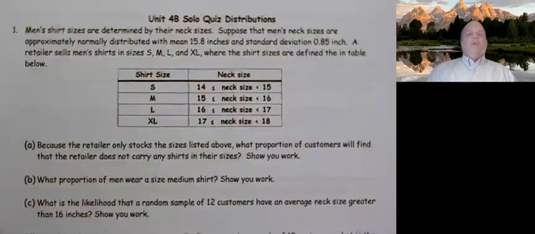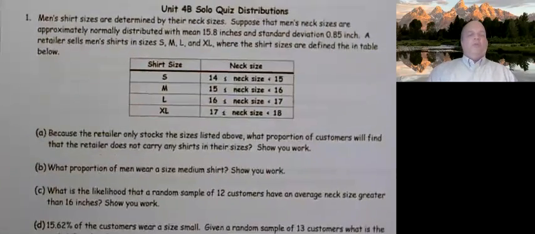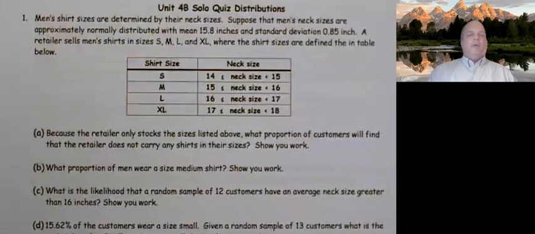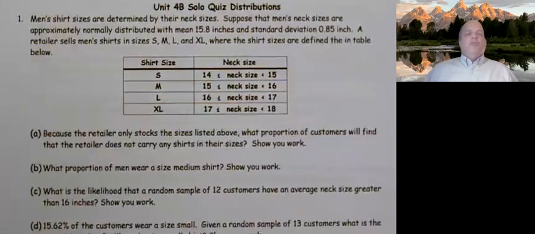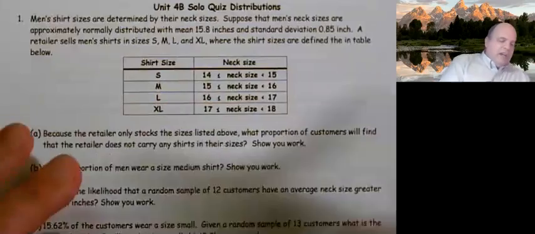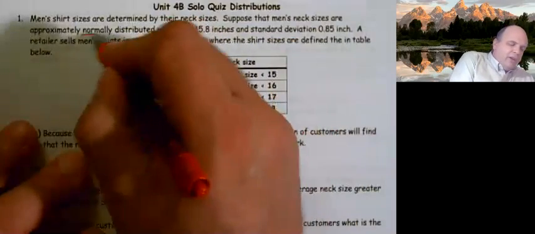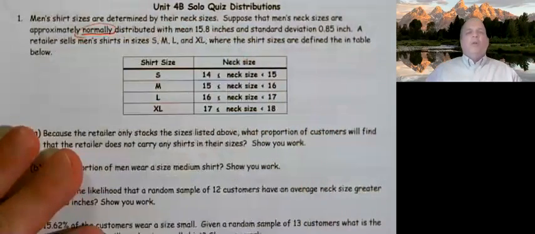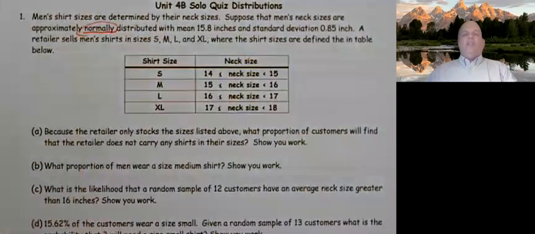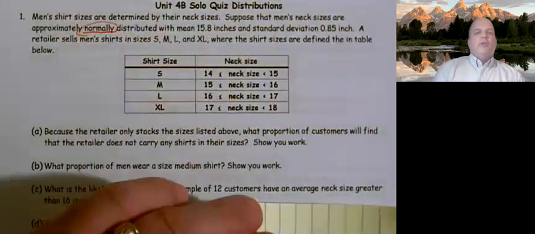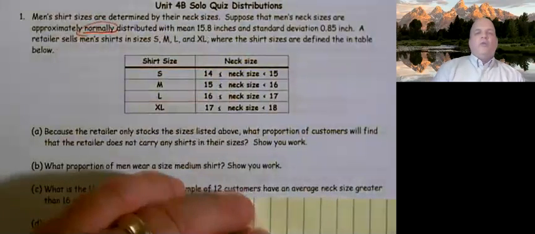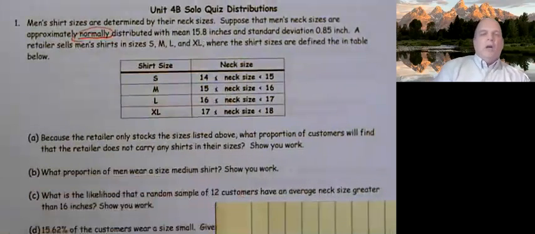Okay, so Unit 4B solo quiz distributions. This is the one we took this week, either Monday or today. Men's shirt sizes are determined by their neck sizes. Suppose the men's neck sizes are normally distributed. We know we're working with a normal with a mean of 15.8 and a standard deviation of 0.85. A retailer sells men's shirts, small, medium, large, and extra large that are defined in the table below.